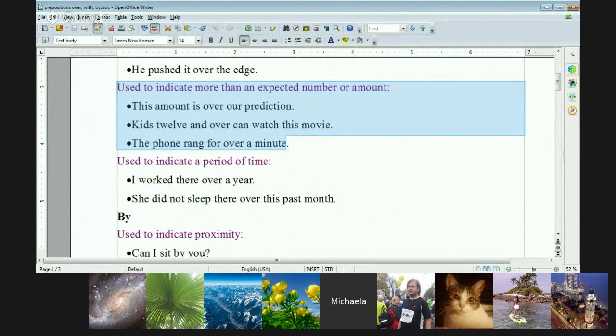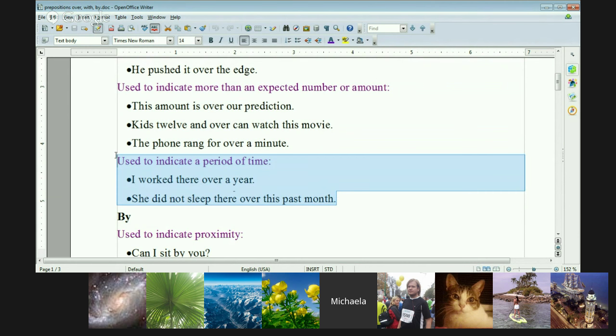One more pattern, and this one's for Carolina. Used to indicate more than an expected number or amount. This amount is over our prediction. Kids 12 and over can watch this movie. The phone ran for over a minute.